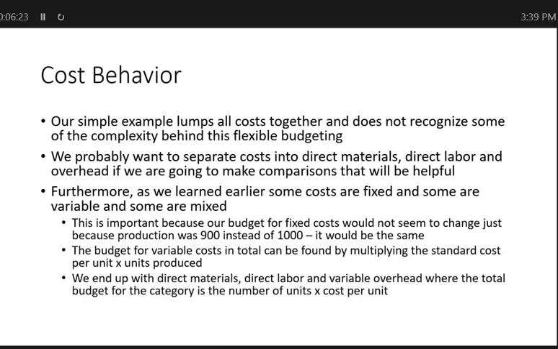So for variable costs, we're going to be able to create the standard cost idea, and then just multiply by the units produced. That's our application to direct materials and direct labor, which are both variable costs, as well as the variable part of our overhead. But we won't quite use that same thing with fixed overhead.